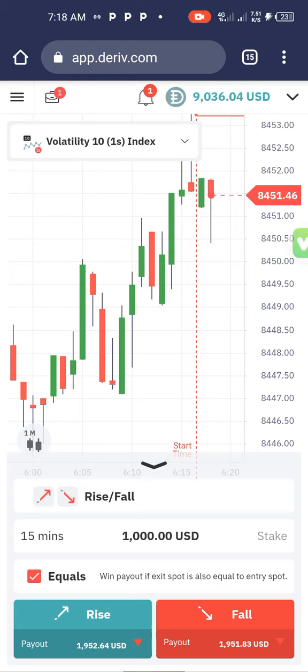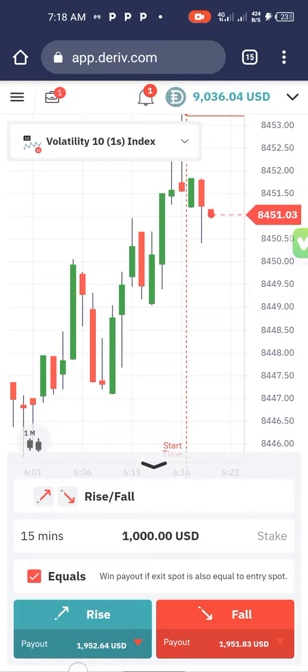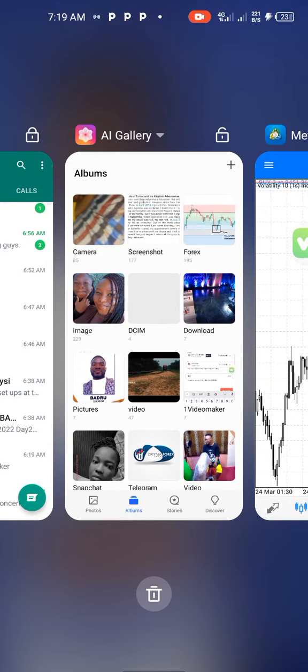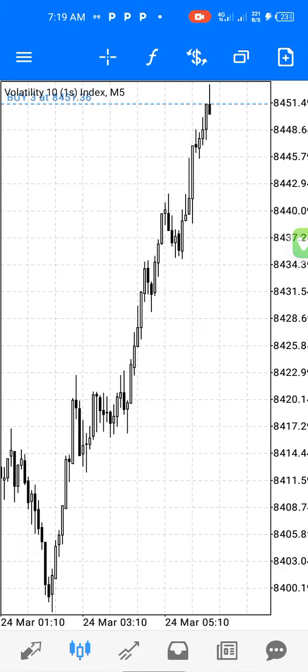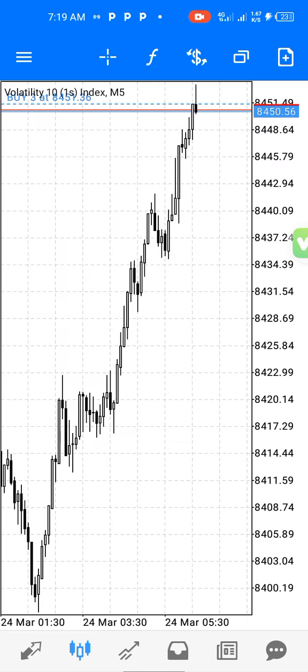And then how does this work? You should understand something first of all, that it is not gambling. You must have a good knowledge of trading naturally. You must be a very good forex trader, good in analysis and all of that.